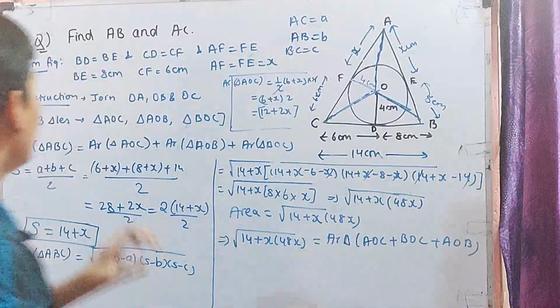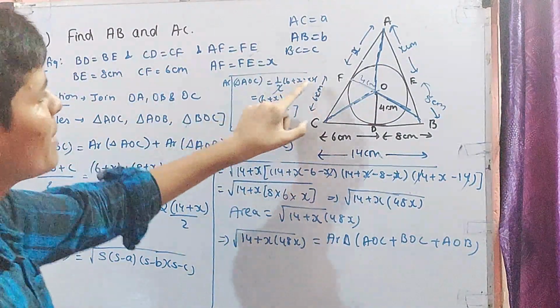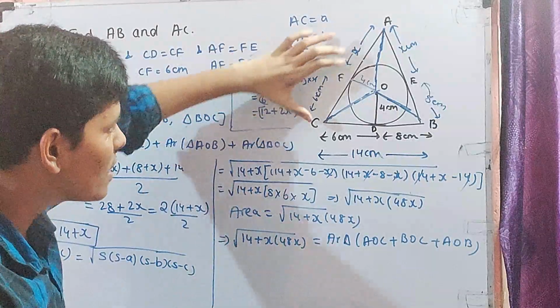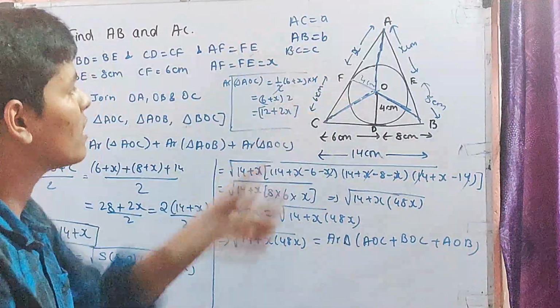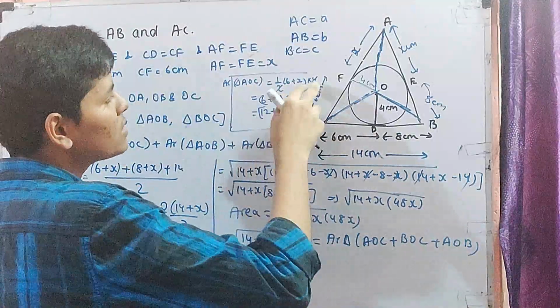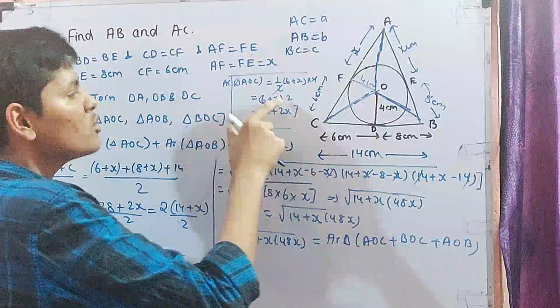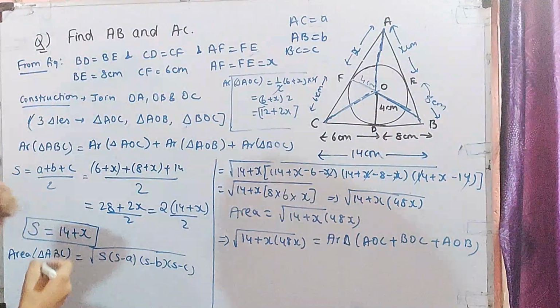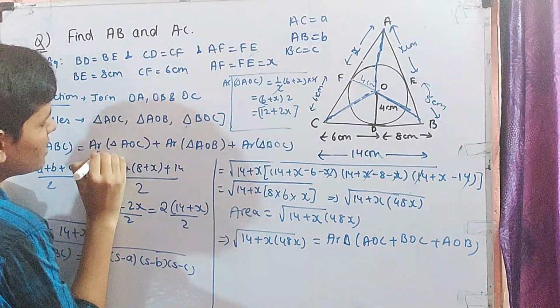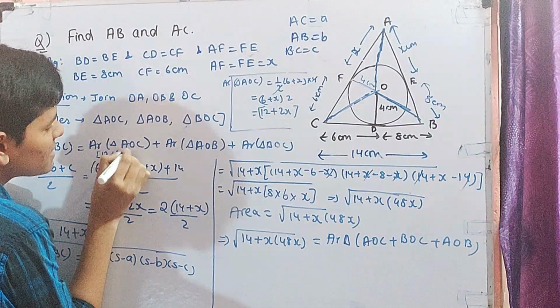Let me explain what we did. Area of triangle AOC is half into base into height. Half into base, which is 6 plus X, and the height is 4. So 2 and 4 get cancelled. 2 sixes are 12 plus 2X. So 12 plus 2X is the area of triangle AOC. So let me write it over here. This is 12 plus 2X.